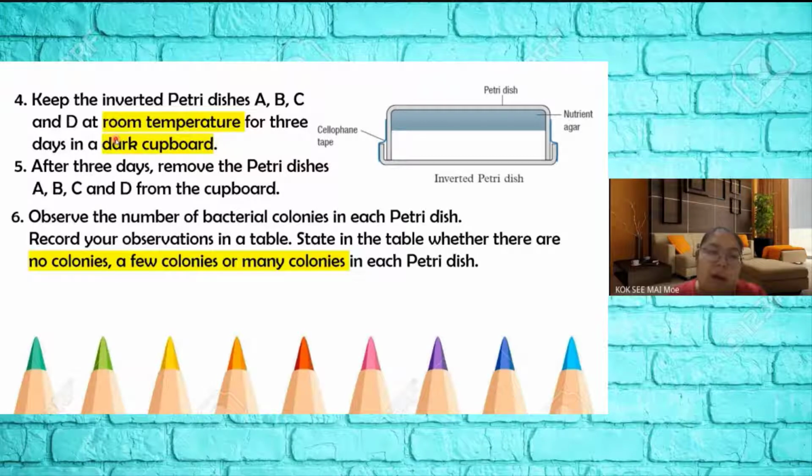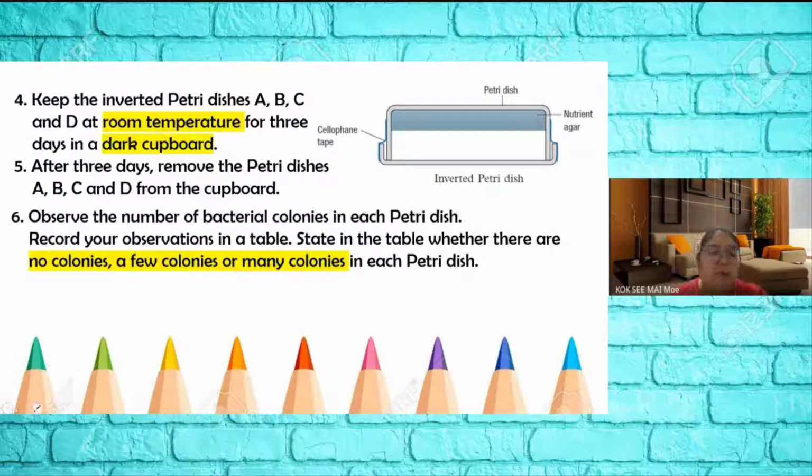Now number 5, after 3 days, you take out the petri dishes A, B, C, D from the cupboard. Now you need to observe the number of bacteria colonies in every petri dish. Record your observation in a table. State in the table whether there are no colonies, a few colonies, or many colonies. We no need to say exactly how many. You cannot count so many there. So we just say a few, or less, or none, or many colonies of the bacteria.